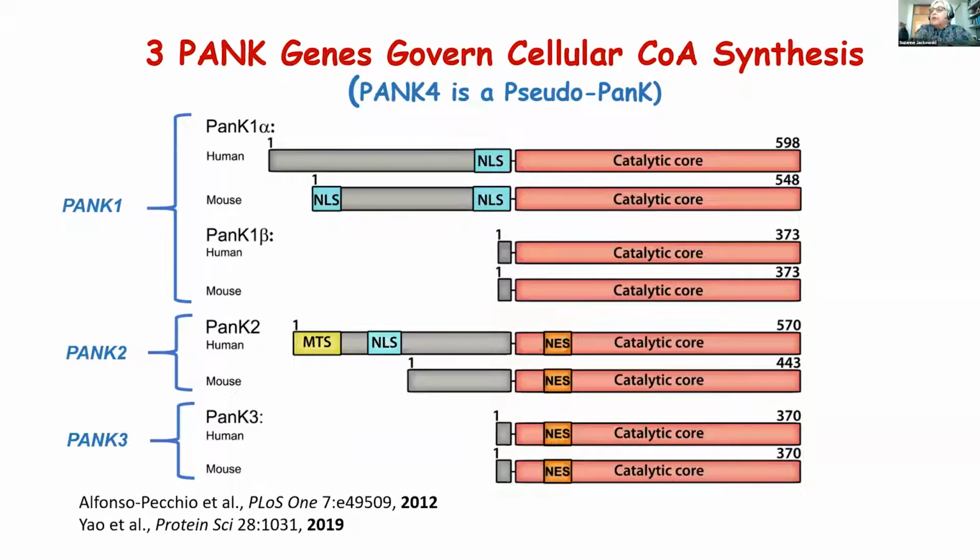Now, there are 4 active PAN-K proteins encoded by 3 separate genes. All 4 PAN-K proteins contribute to CoA synthesis and are regulated by CoA, but with different sensitivities. At least 2 to 3 PAN-K genes are expressed in cells, and PAN-K3 is special because it is ubiquitously expressed. That means it is constant and expressed in all cells and tissues that we've looked at. And that's one reason why it was chosen as the primary target for our drug development.